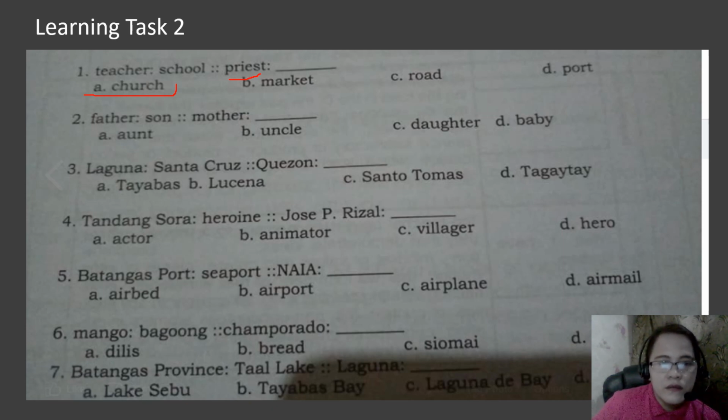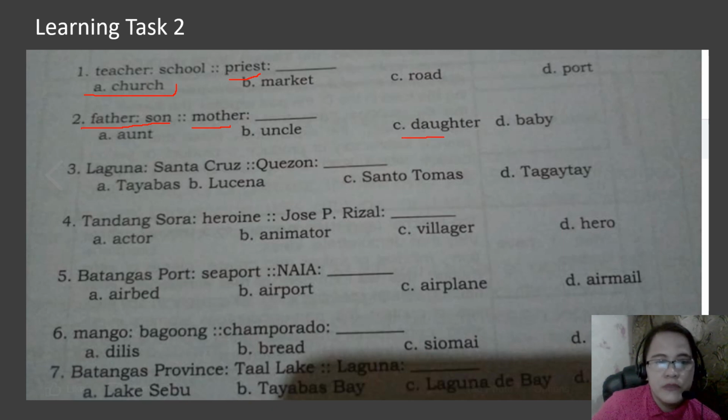Ito naman. Father is to son, while mother is to. So, father is to son. Anong klaseng word analogy to? It talks about, okay, relationship. So, what would be the analogy if the word is mother? Okay, you're right. It should be daughter.